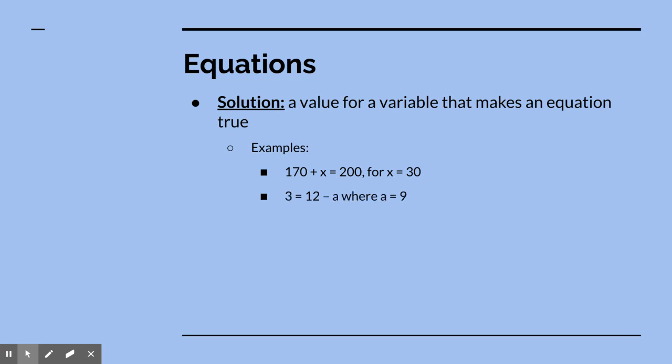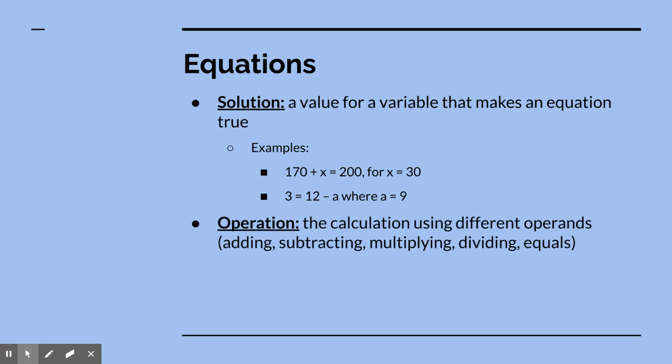Okay. No different than here. 3 is equal to 12 minus a, where a is equal to 9. Okay. Well, plug it in. 3 is equal to 12 minus 9. Well, what is 12 minus 9? 12 minus 9 is 3. Okay, so 3 is equal to 3. It does make it true. Now, operations.